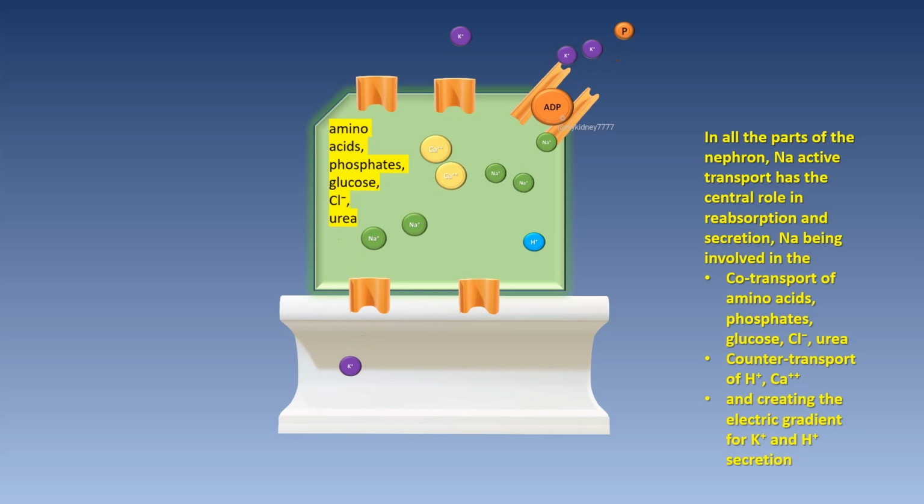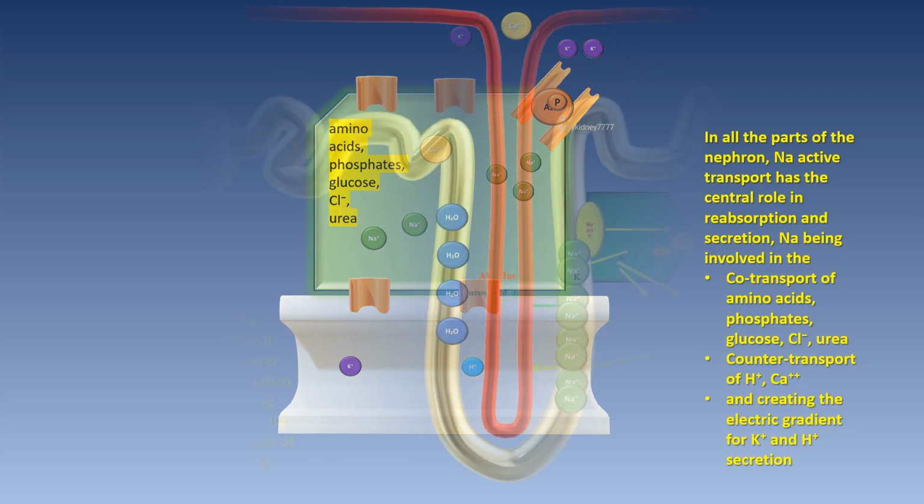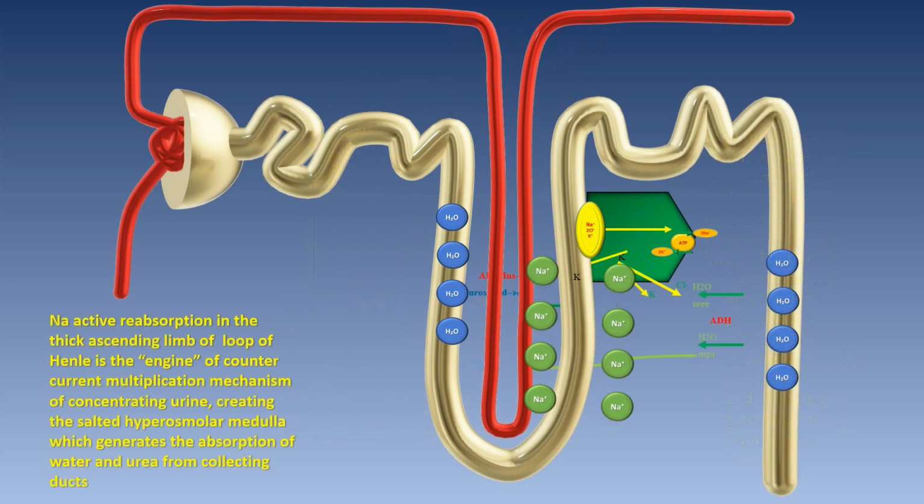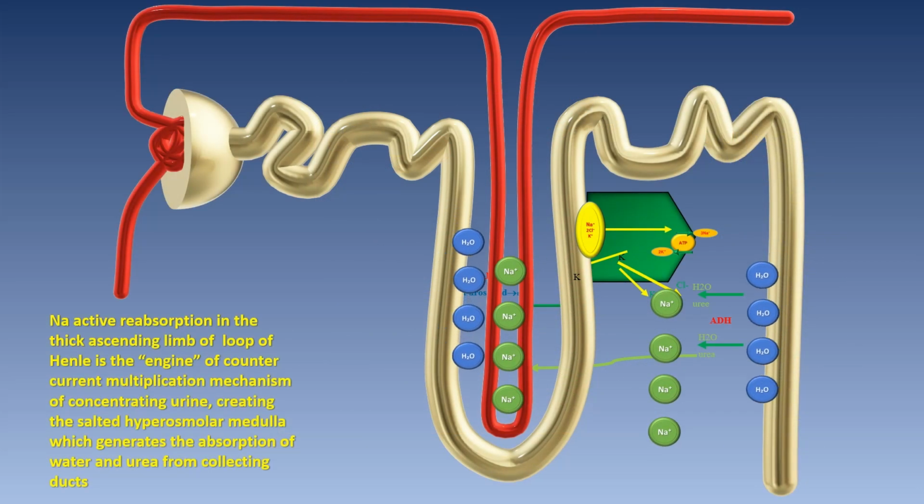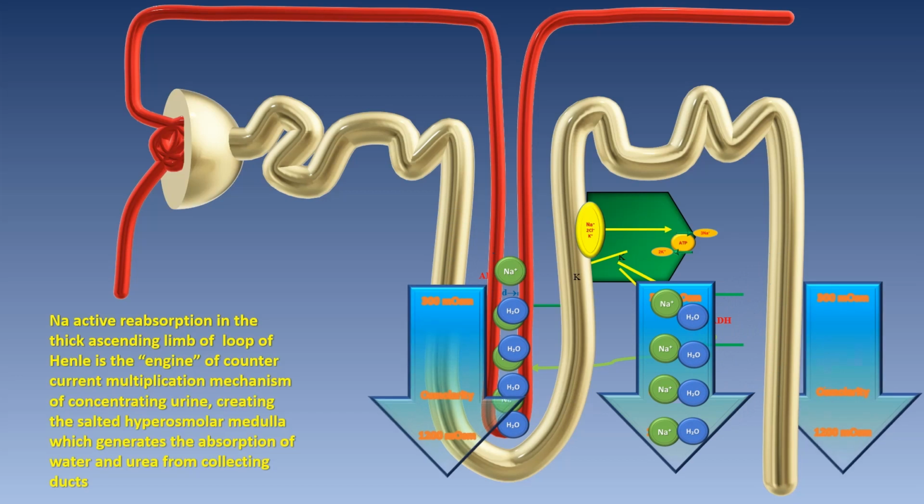The active reabsorption of sodium in the thick ascending limb of the loop of Henle, impermeable to water, while the descending limb is impermeable to sodium, creates the hyperosmolar medulla, which attracts water and urea from the collecting duct, concentrating the urine, the countercurrent mechanism. Sodium also has the leading role in the regulation of kidney function.